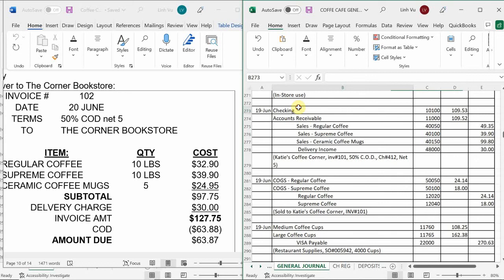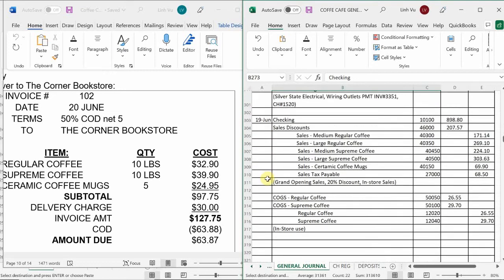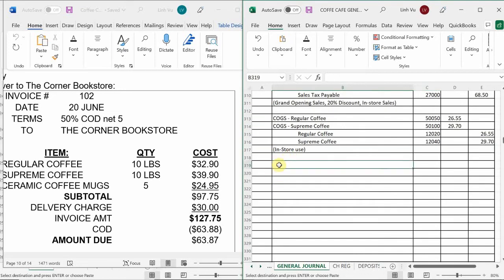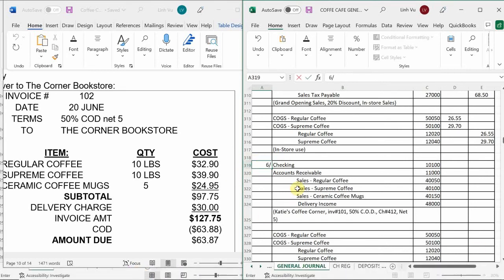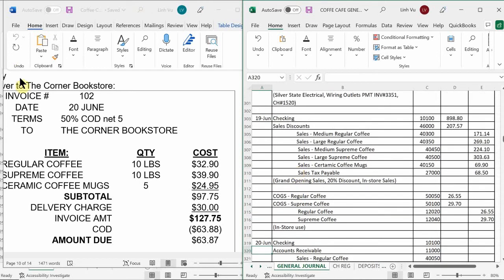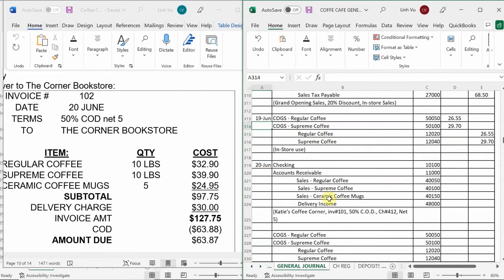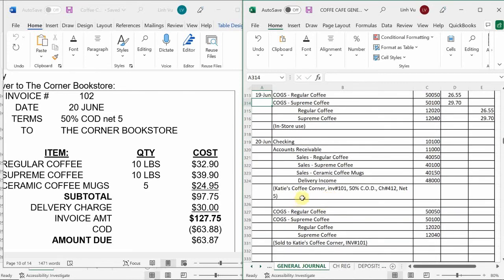So in this case, we have an identical transaction right here, because we delivered to Katie's Coffee Corner with the same exact items and same exact charge. So I can also copy this over, but the only thing I have to do here is change the description. So today is the 20th. So in this case, how much of the money did I receive?